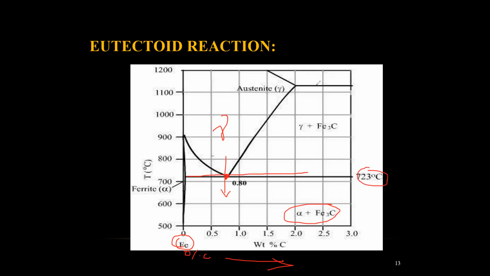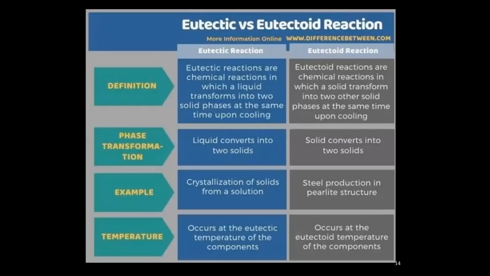And this is also another invariant line. This line is at 1130 degrees Celsius. At this temperature, the eutectic reaction takes place in the iron carbide equilibrium diagram.